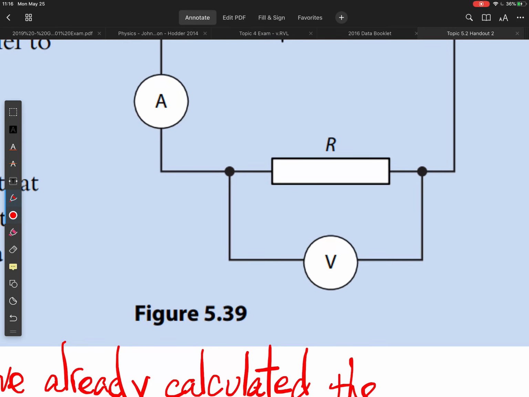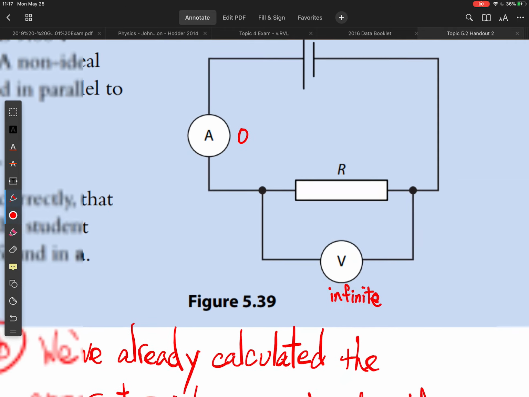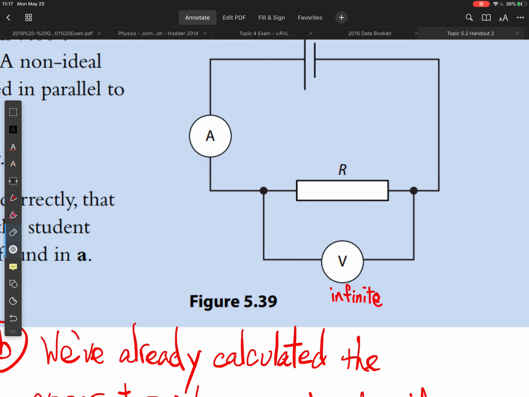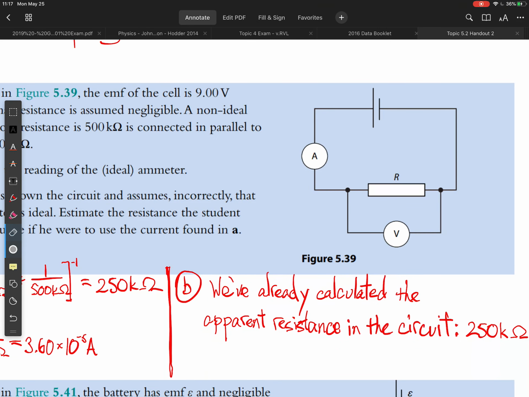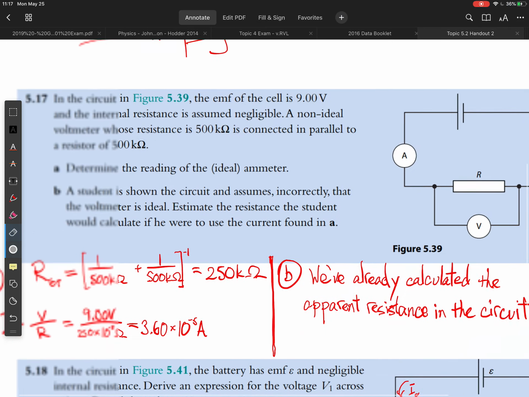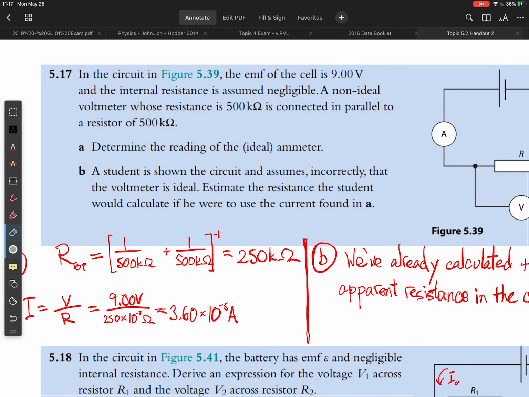So when we're talking about ideal ammeters and voltmeters, the ideal voltmeter has infinite resistance, and the ideal ammeter has 0 resistance. And of course, there's no such thing. In both cases, your ammeter and voltmeter are not going to have either infinite or 0 resistance. So be aware of that. But generally, unless the problem says otherwise, you will assume that they're ideal.